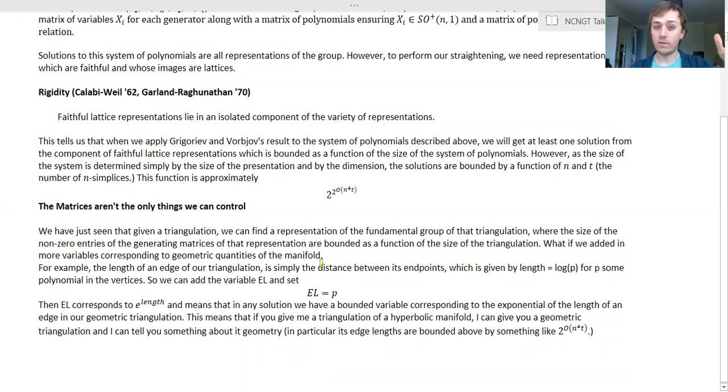And then Grigoriev and Vorobyov say, okay, you get a solution out where edge length is bounded in this way. So e to the length is bounded by 2 to the 2 to the big O n to the 4t. And so the length is bounded by 2 to the big O n to the 4t, approximately. And so that means we could do that for all the edges. And we'd have all of these geometric n simplices, and we know exactly what range all the edge lengths lie in. And in fact, we can do similar tricks to this.